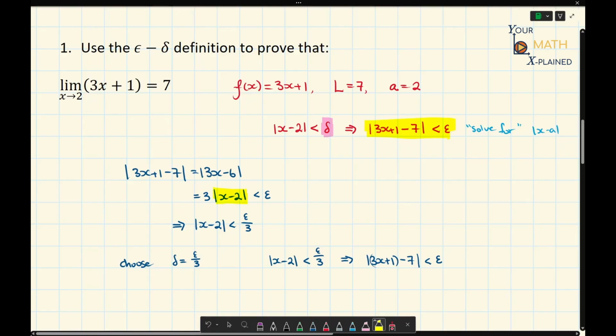So this means that for all the values where the absolute value of x minus 2 is less than 0.1 divided by 3, the absolute value of 3x plus 1 minus 7 is going to be less than 0.1. And so therefore, we have now proven this limit.